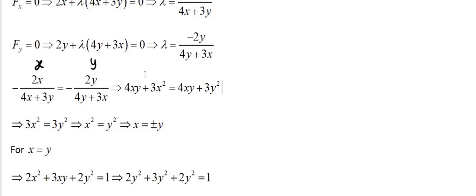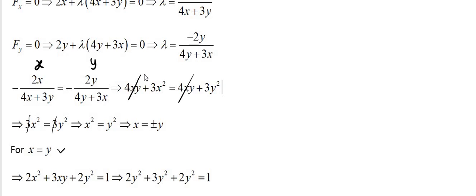Next, 4xy gets cancelled. Then we get 3x² = 3y². Again 3 gets cancelled, then x² = y². Take the square root on both sides, then x = ±y.